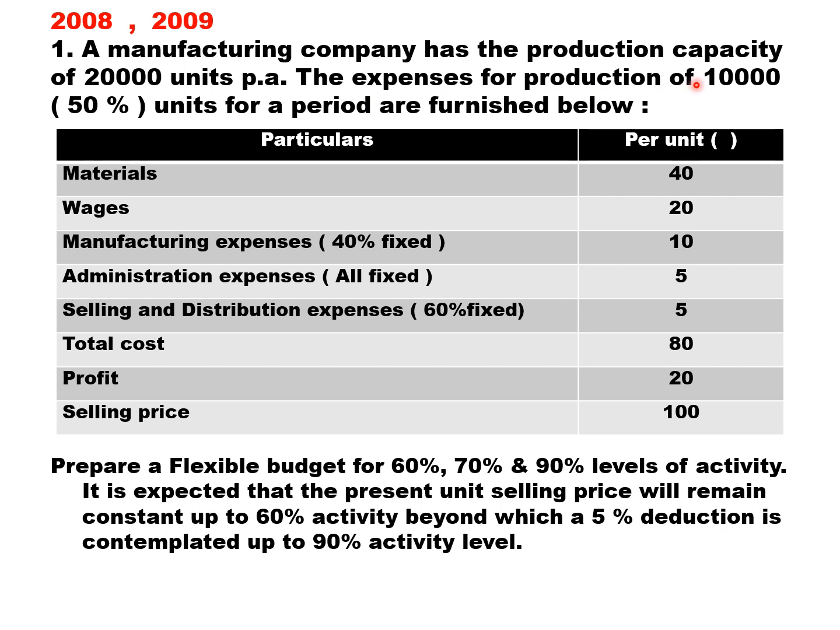But the information given in the question is only for 50%, that is 10,000 units. Material is a variable cost. Students, keep in mind, all variable cost is calculated per unit, and fixed cost is calculated on totals. Wages, variable cost. Manufacturing expenses, 40% fixed, then 60% variable.